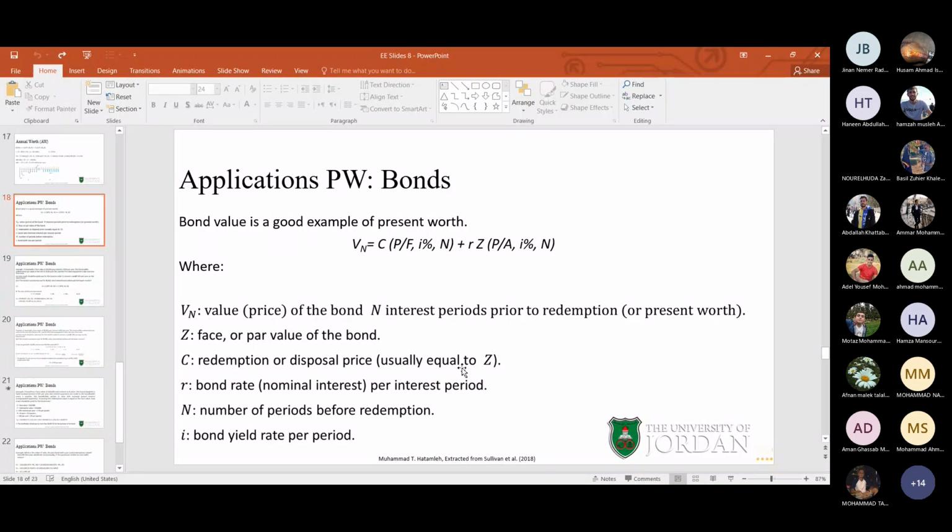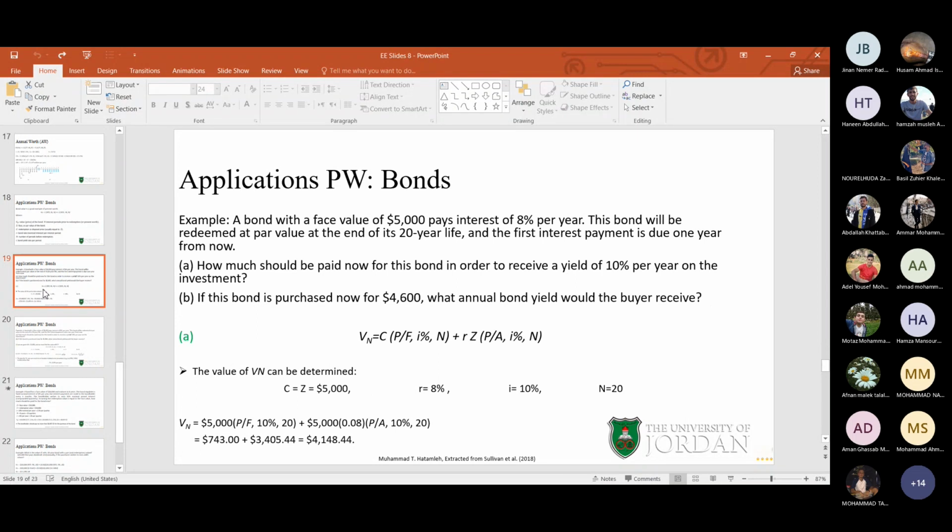Let's look at examples. Hopefully after the example, it's going to be clear for everyone. Now for the first example, we have a bond with a face value of $5,000 that pays an interest of 8% per year. So the nominal interest rate is actually going to be 8%. The face value for the bond is 5,000, which is Z. Now this bond will be redeemed at par value at the end of its 20-year life. And the first interest payment is due 1 year from now.